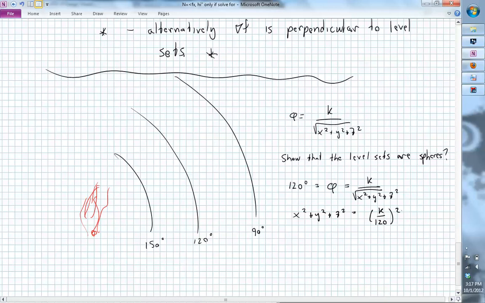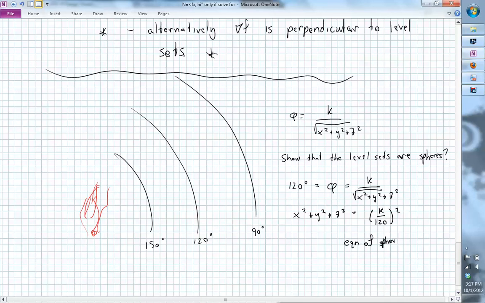Okay. So what do you recognize there? So I isolated this x squared plus y squared plus z squared and moved it over to the left-hand side, divided both sides by 120, then I squared both sides. And what am I left with? Equation of a sphere. This is the equation of a sphere.